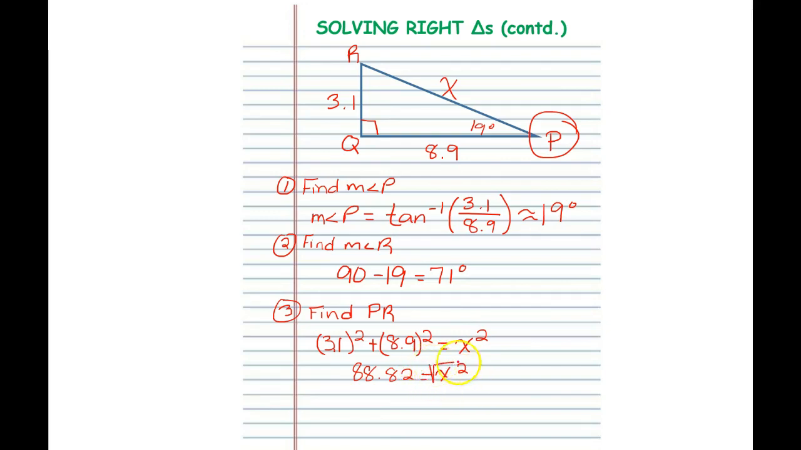Of course, we're going to take the square root of both sides to get x by itself. And you should get about 9.42. So PR is 9.42. So you found all of the missing unknown measures. You found the measure of angle R, the measure of angle P, and the side PR.